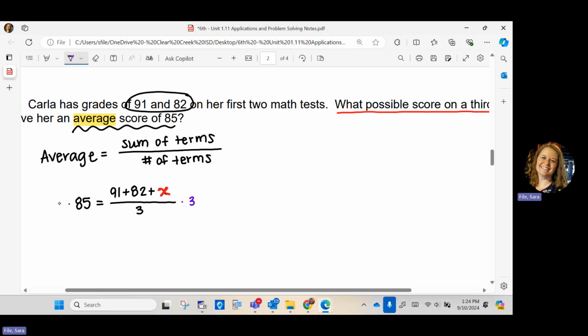If it helps you to understand that everything on top is done together, you can put parentheses around that. But remember that fraction bar also serves as a grouping symbol. The top is grouped together, the bottom is grouped together. So we have to get rid of the denominator first. So the 3 eliminates on the right. And then I've got to do the 85 times 3, and I passed out your calculators to you, so you can use those if you need to. I get 255.